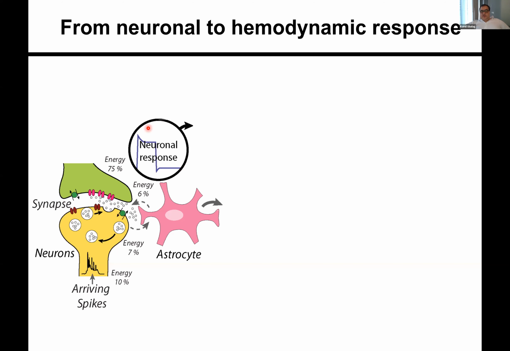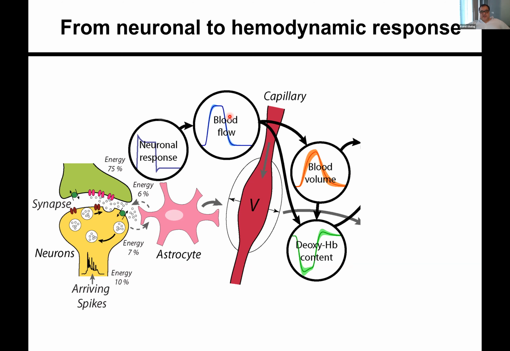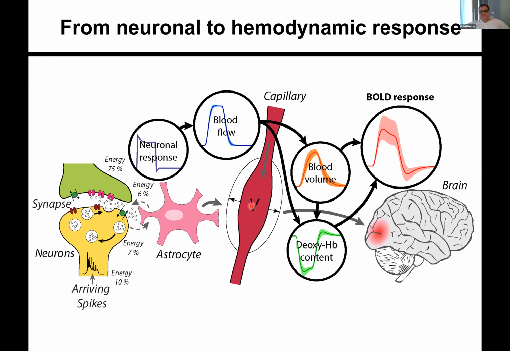So we call this then neuroresponse. It's a very simplified notion. This neuroresponse changes blood flow. This process is called neurovascular coupling. Then we have the hemodynamics, blood flow changes blood volume and deoxygenated hemoglobin. And then we measure the deoxyhemoglobin primarily as a BOLD response. And then we get the fMRI activation located in the brain.